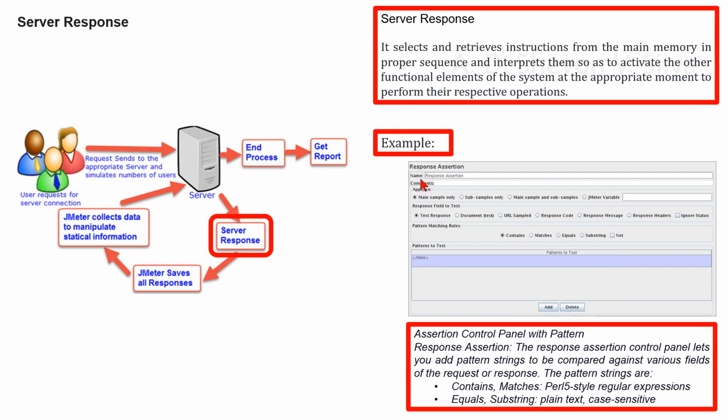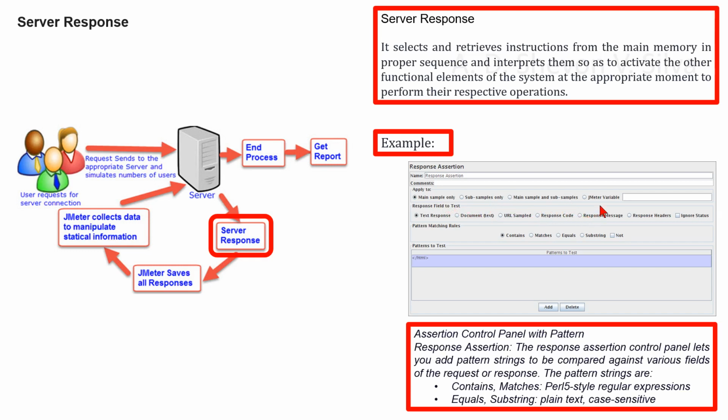Here you can see the attribute or parameter name, a descriptive name for this element that is shown in the tree. You can see the applied to attribute. This is for use with samples or samplers that can generate subsamples, for example an HTTP sampler with embedded resources, mail reader, or samples generated by the transaction controller. Main samples only applies to the main sample. Subsamples only applies to the subsamples. Main and subsamples applies to both.